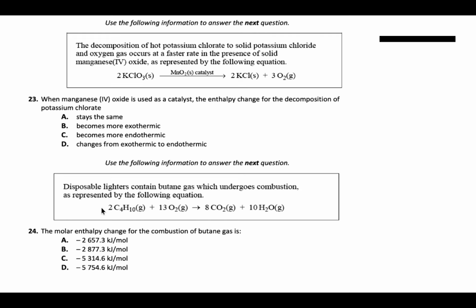Okay. Number 23, we're starting to talk about catalysts once again. So this is a catalyst on the top, and then it's asking about the enthalpy change. And your enthalpy change is delta H. No matter what a catalyst does, it doesn't affect delta H. It just speeds up your reaction, lowers activation energy. So in this case, your enthalpy change will not change. It stays the same because it has nothing to do with activation energy.